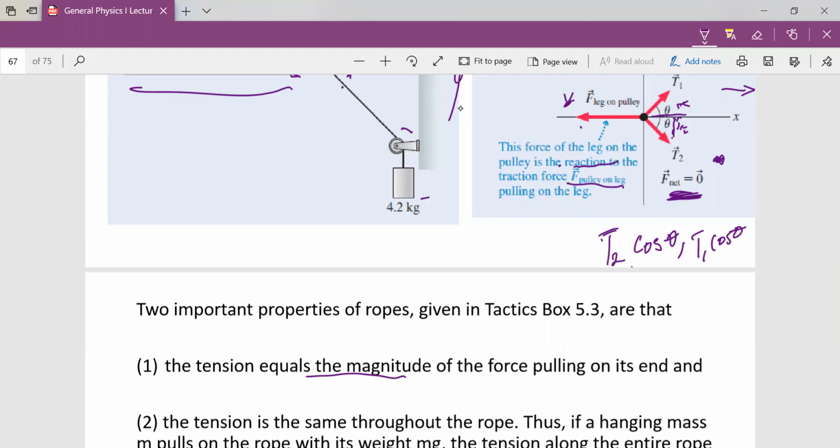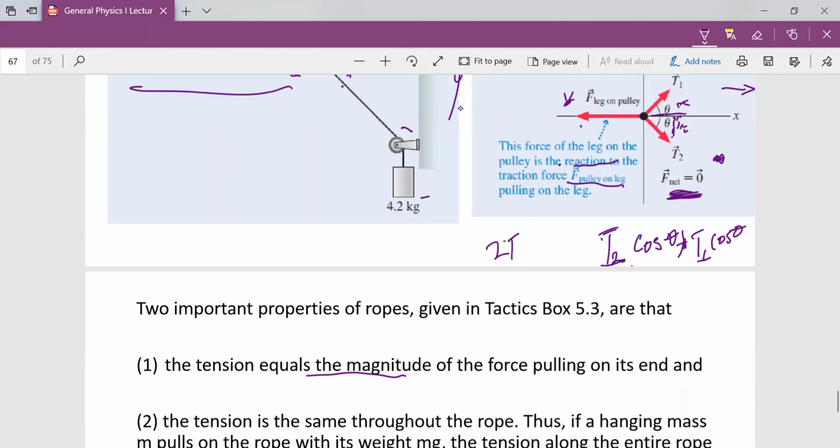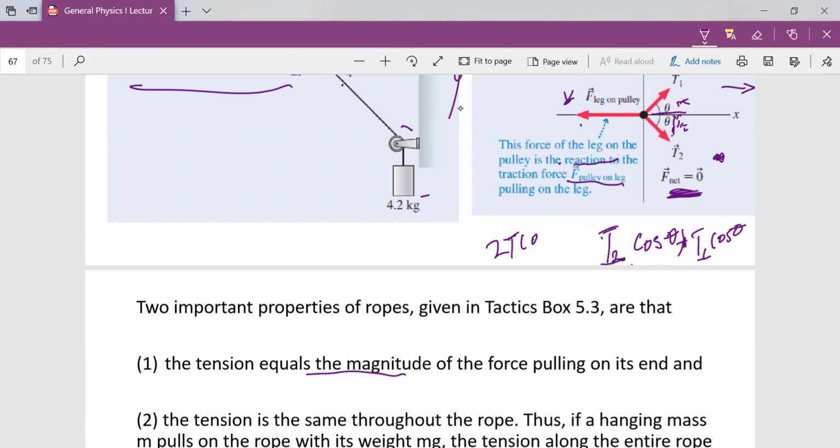T1 plus T2 eventually give us 2T. The tension is the same in magnitude and the angle is the same. So that's how we got this 2T. So it's actually the same expression as this. T1 and T2 are the same in value, magnitude, so we can actually add both to give us this, minus the force of the leg on the pulley, to be equal to 0.